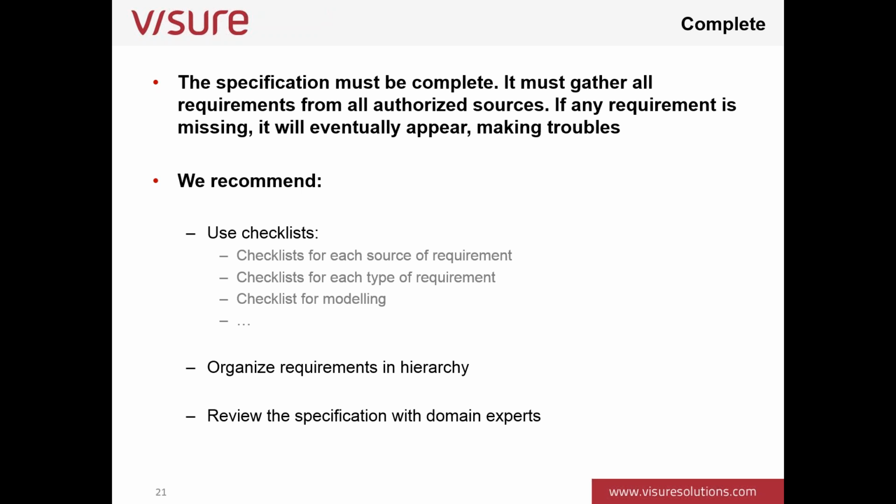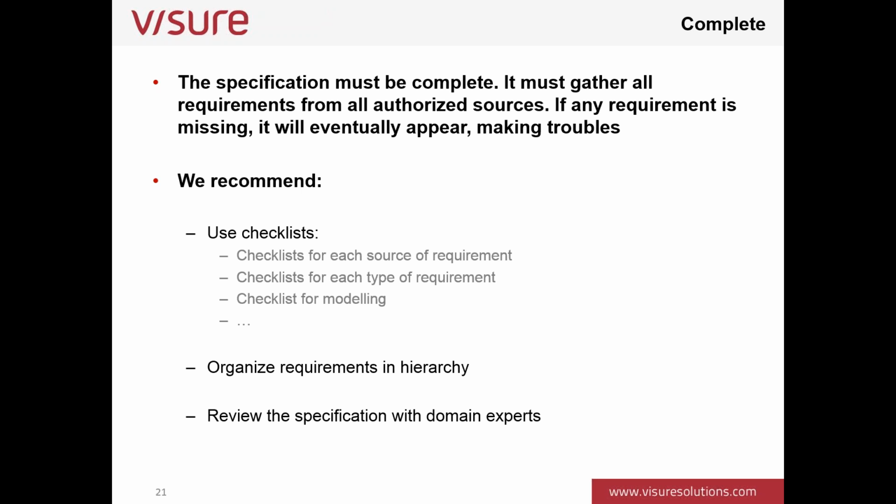We must have a checklist for each type of requirement, specifically for the non-functional requirements. We may say, hey, in this system we don't have any user interface requirement. Why is that? Because it's a batch process. Okay, that's fine, but just verify that we are not missing any type of requirement. Checklist for modeling, checklist for basically everything that we are trying to do in the system. It's always helpful to have those checklists.